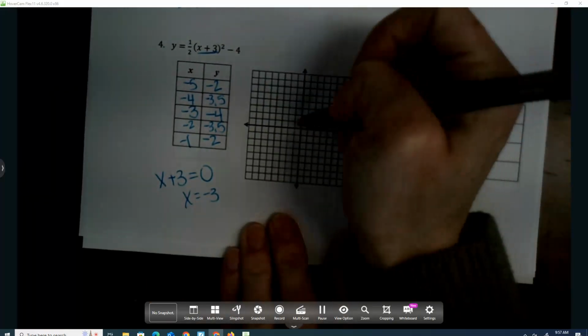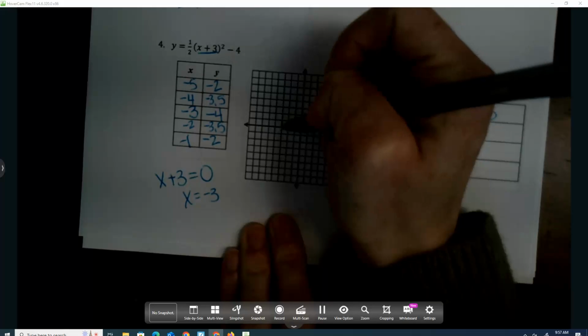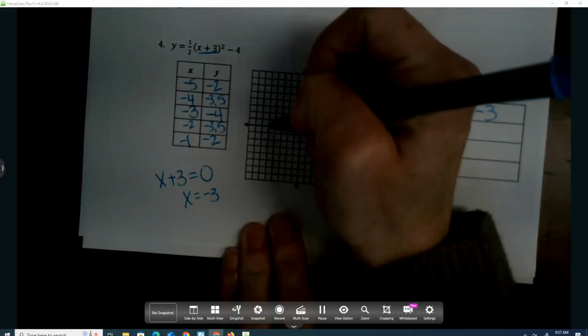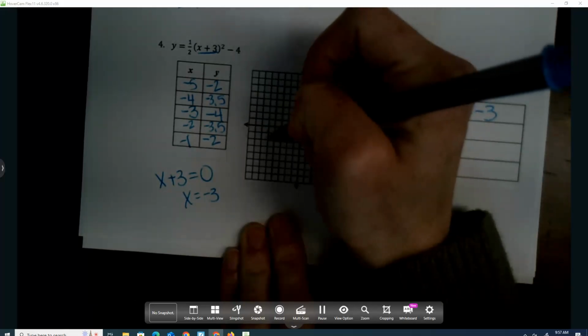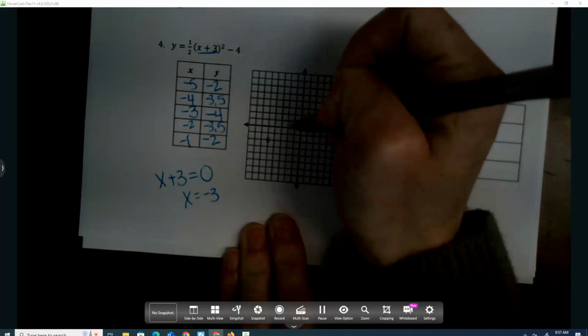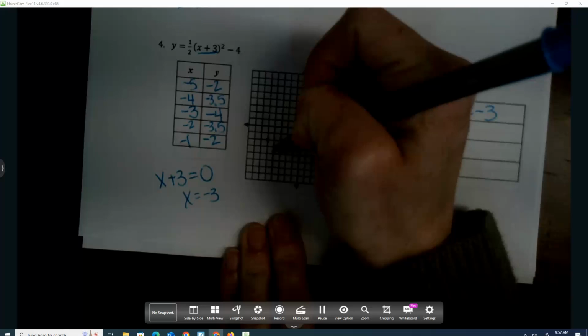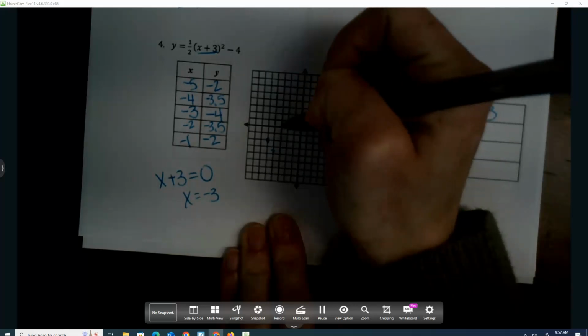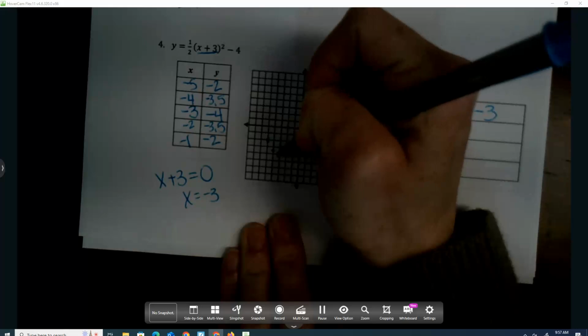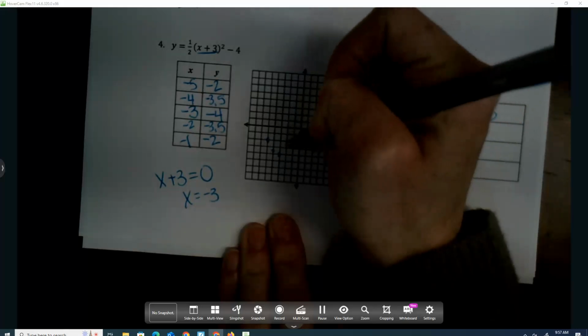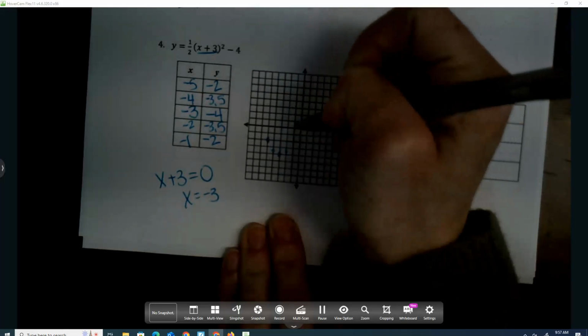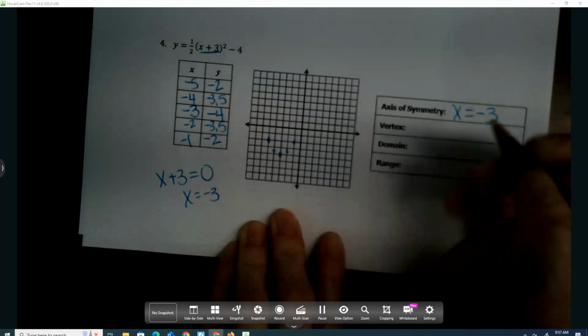So to graph these, my x is -5, so we go backwards 5. The y is -2, so down 2. -4, so you go backwards 4, down 3.5. -3, so if you go backwards 3, you go down 4. -2, -3.5. -1, -2.